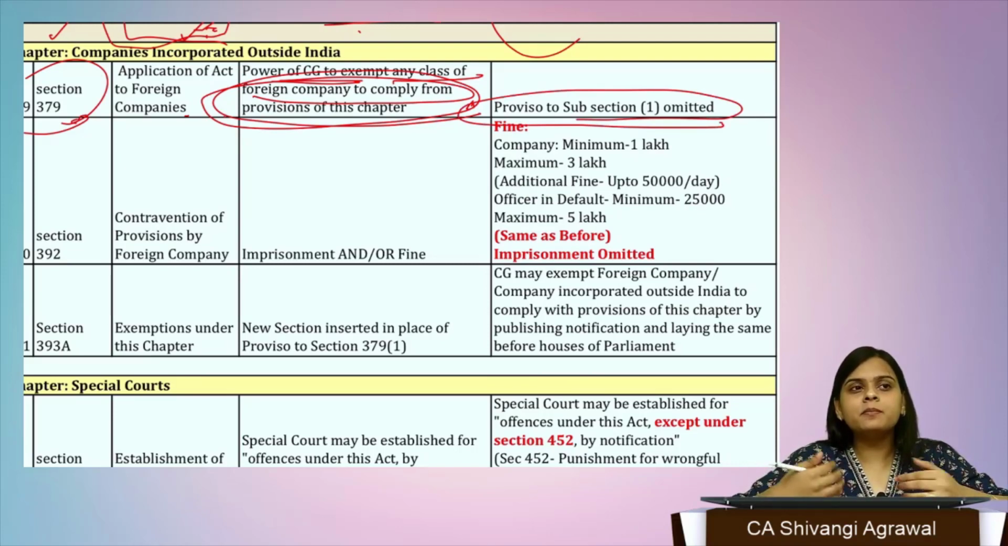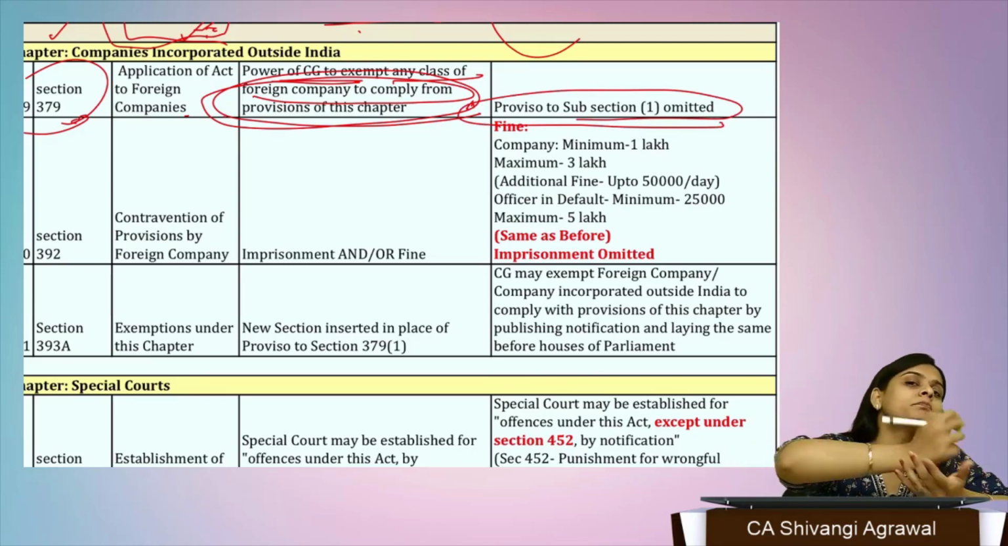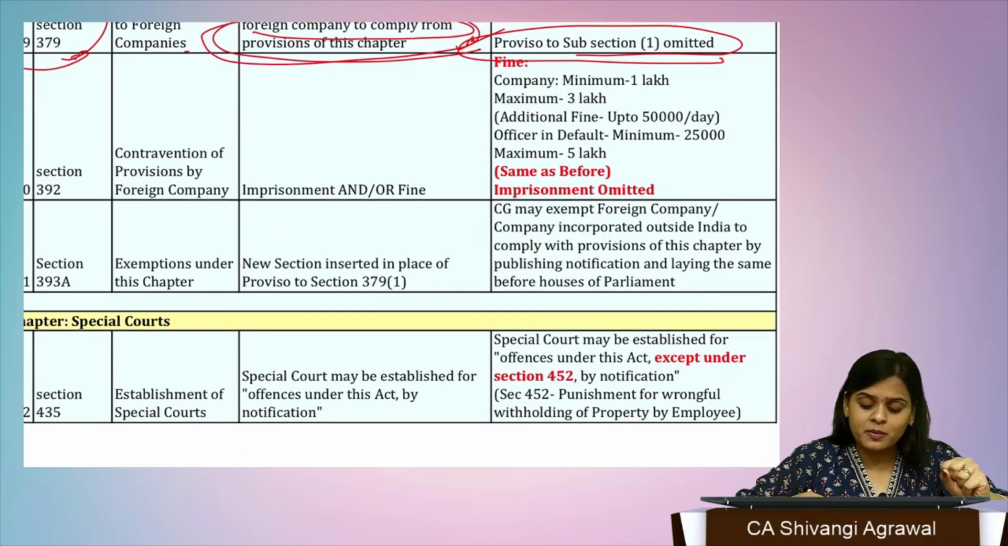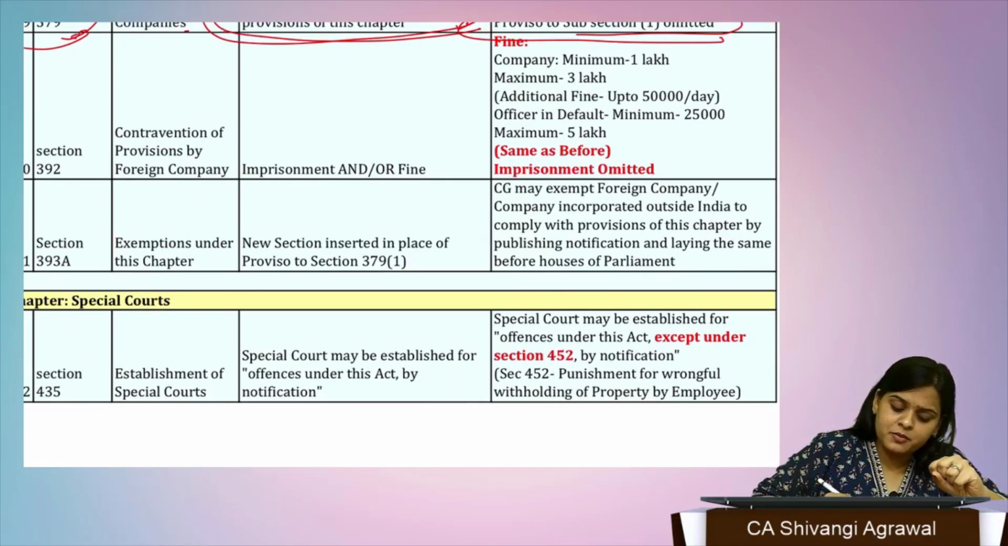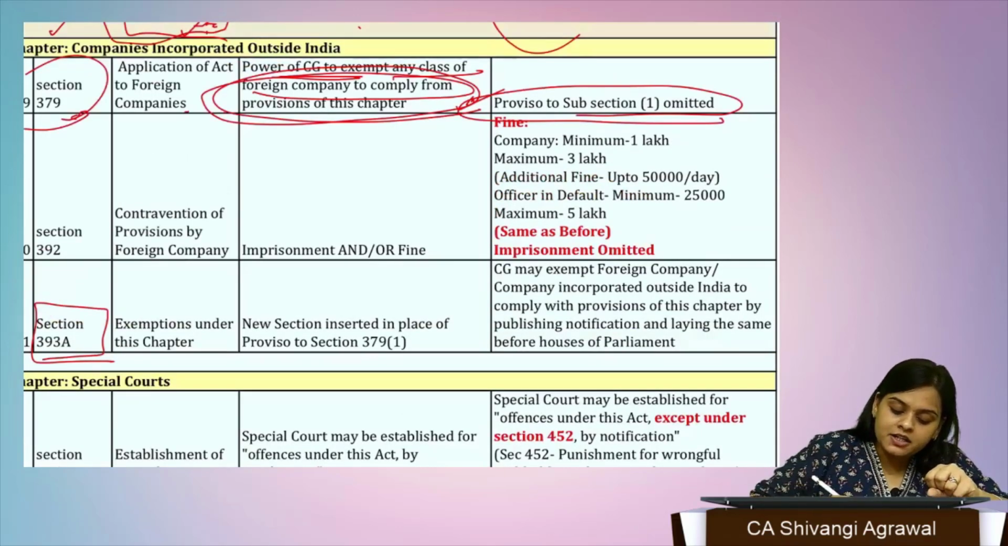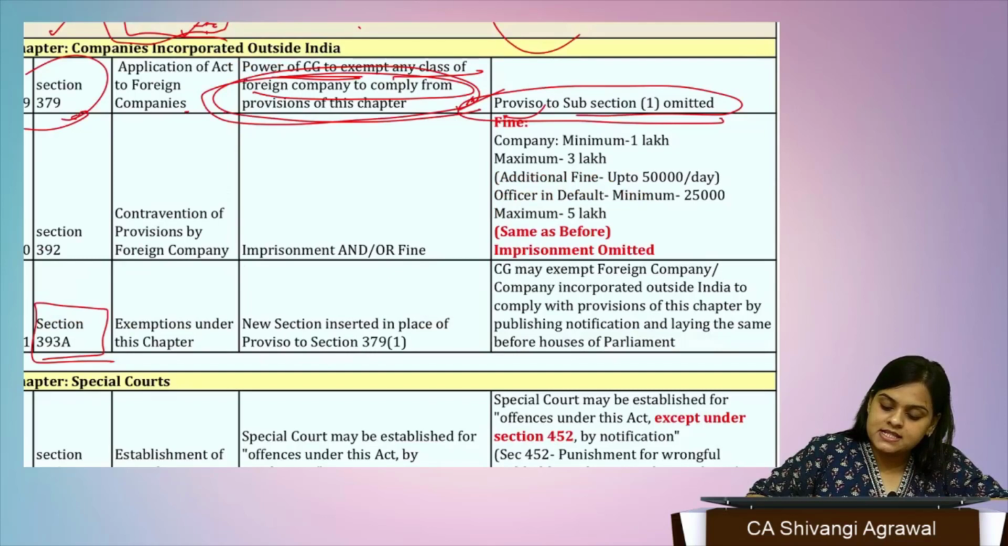Ma'am, usually government comes up with amendments and gives more power to themselves. Now here this power has been taken away from government. No, this power has not been taken away from government. There has been a new section which has been incorporated. So instead of a proviso in this section, a new section is incorporated.